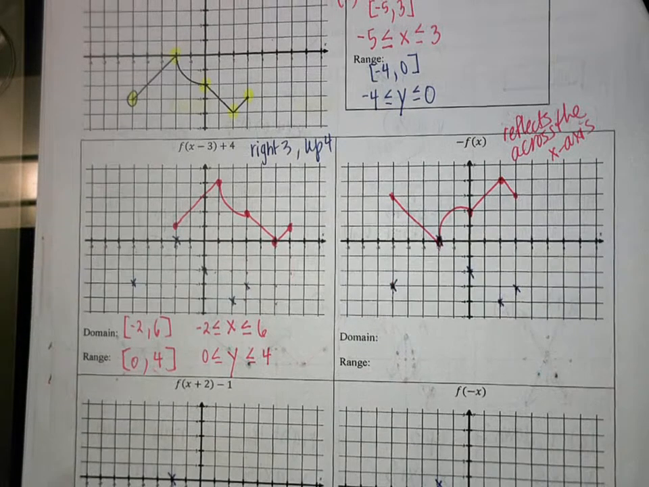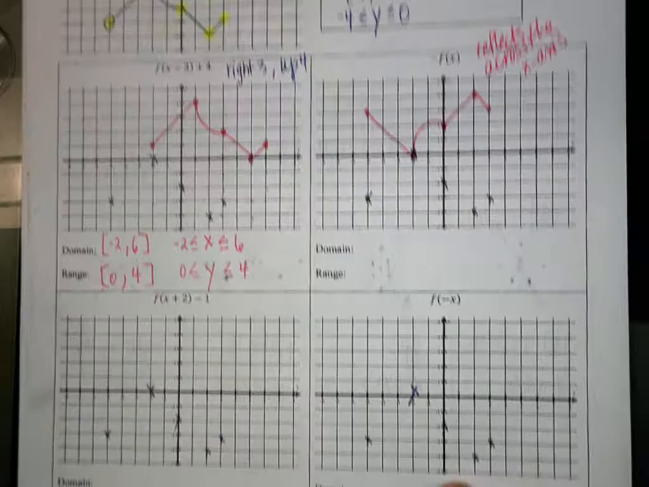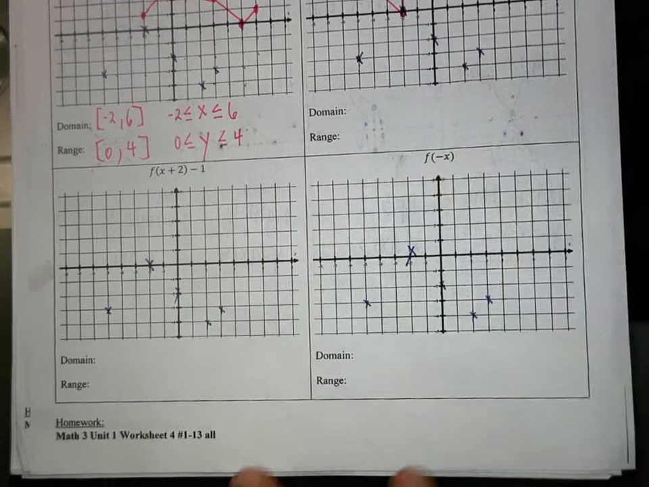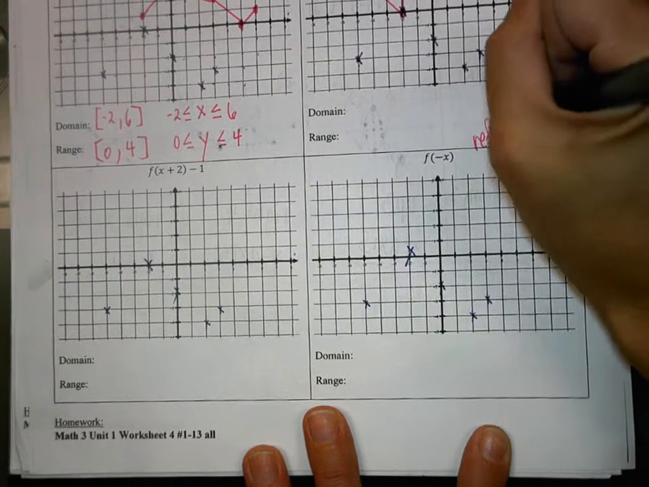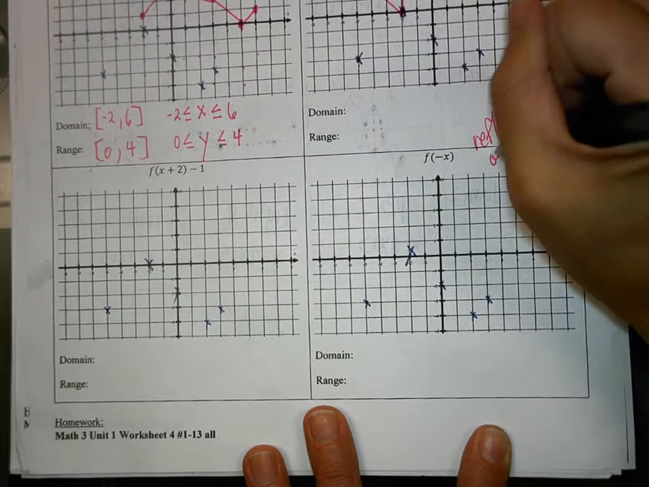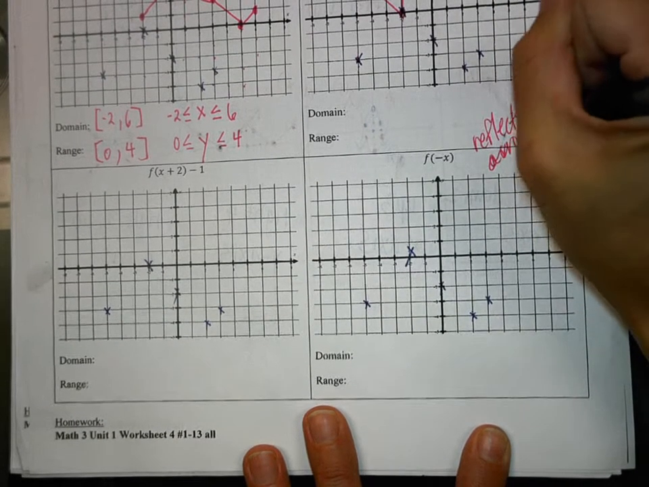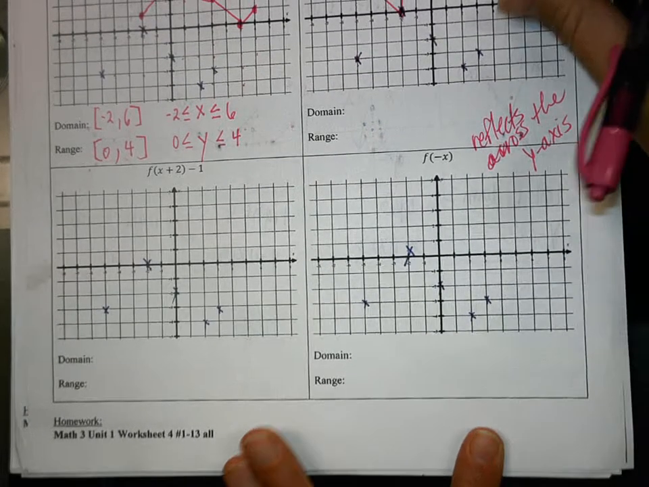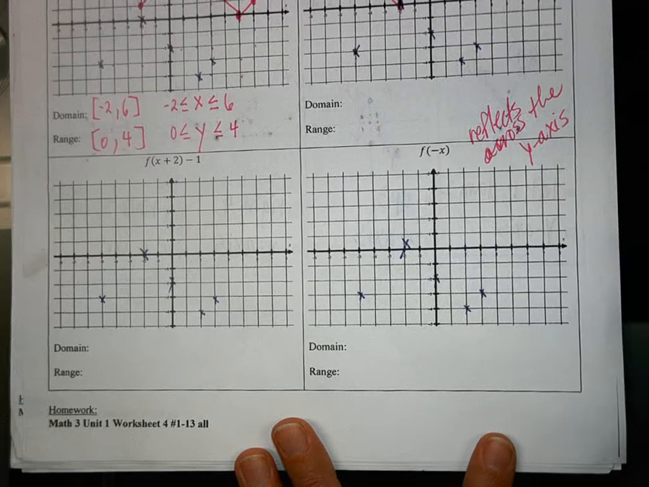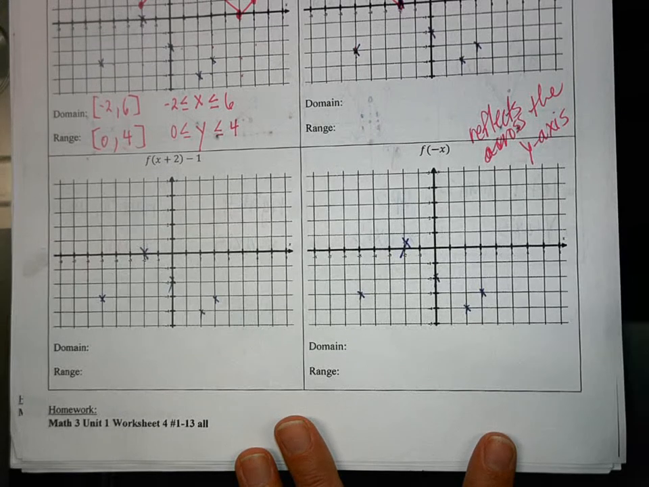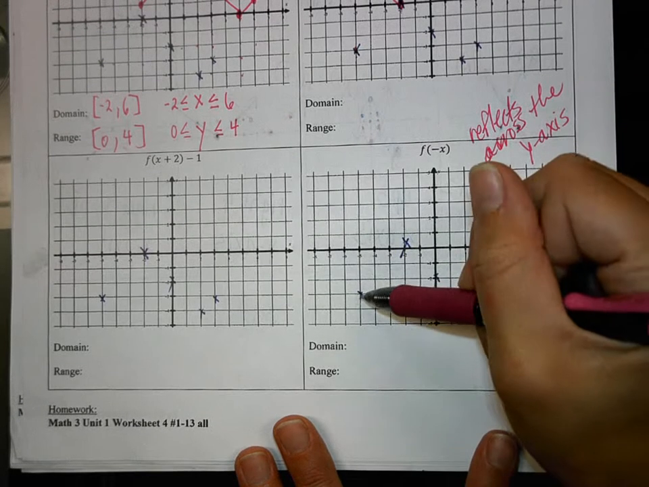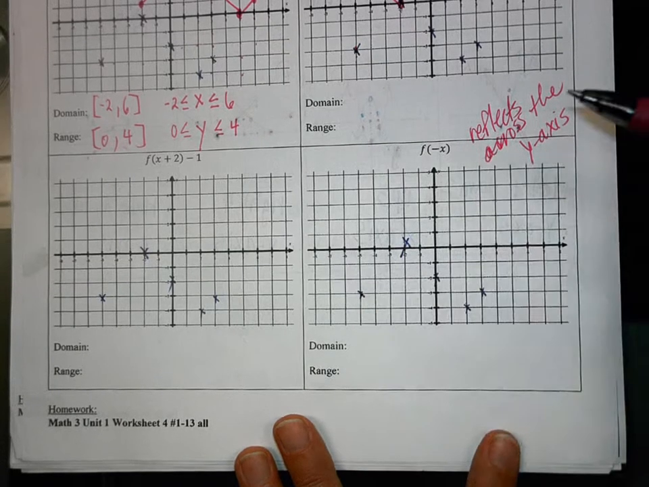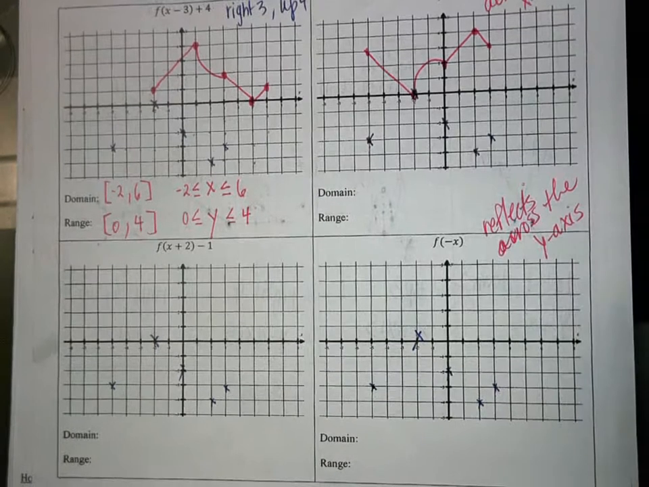All right, we're going to move down to this one right here. What does it mean when you have f of -x? Very good. Reflects across or over the y-axis. Okay. So this one right here. Oh, thank you. Good job. You can have a candy for making me not forget that.